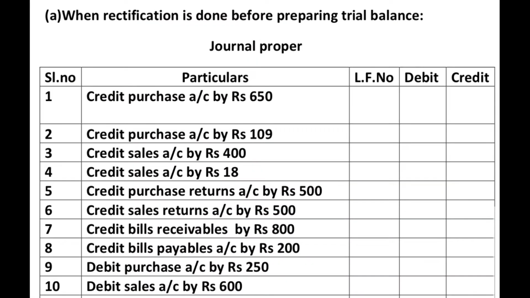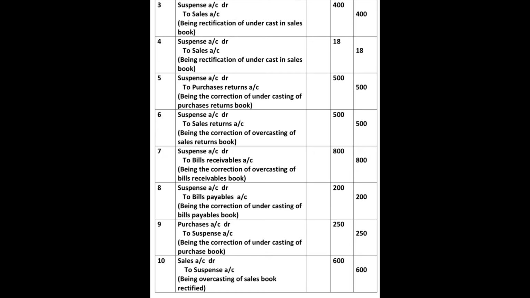A. When rectification is done before preparing trial balance. For 10th point, sentence is debit sales account by 600 rupees. B. When rectification is done after preparing trial balance. For 10th point entry is sales account debtor to suspense account 600, 600. Narration being overcasting of sales book rectified.